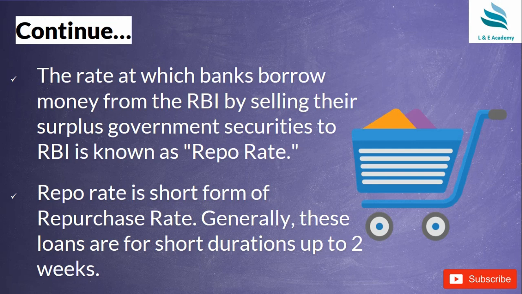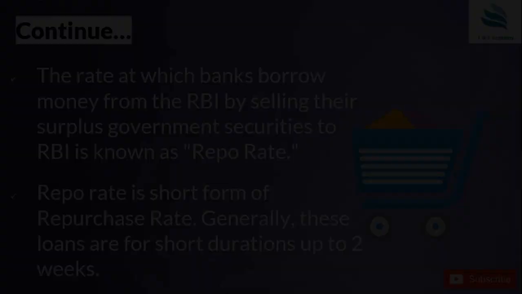Repo rate is very simple. It is the rate at which the banks borrow money from RBI by keeping government securities as a security with RBI. Now, repo rate is a short form of repurchase rate. Now, if you want to know the full form of repo, it's repurchase rate. Now, these loans are for short durations up to 2 weeks. Now, which loans are we talking about? We are talking about the loans which the banks take from RBI. So, repo rate is for short duration, normally for just 2 weeks.